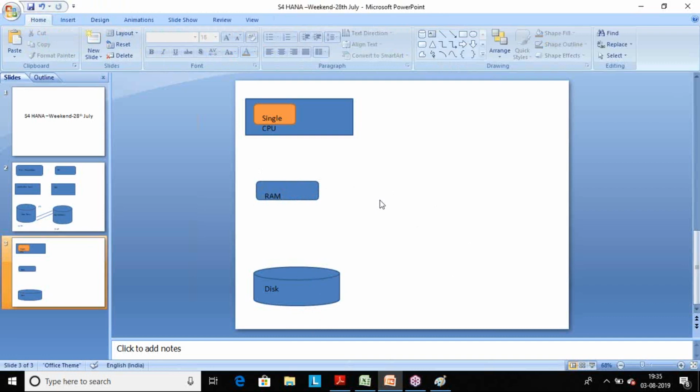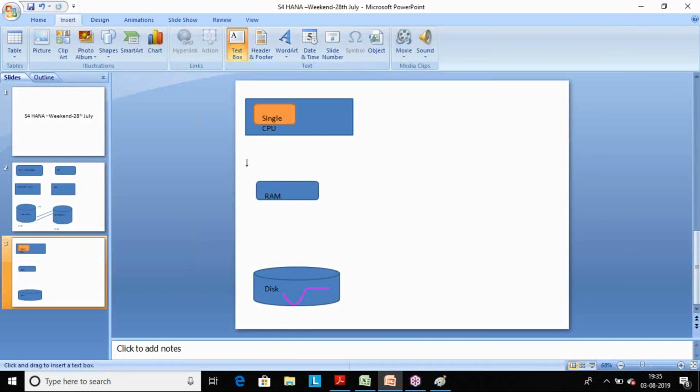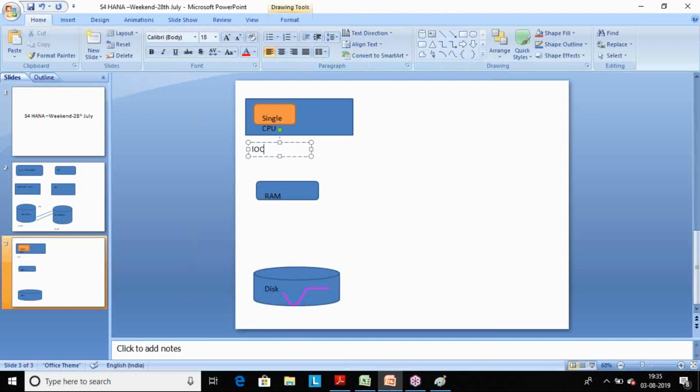Now, what is the disadvantage? The disadvantage is whenever you are going to store the data, we always store the data here in the hard disk. RAM is very small, so that means processing will be very limited. And second, we have another disadvantage, that is your locking mechanism. So what is the locking mechanism?